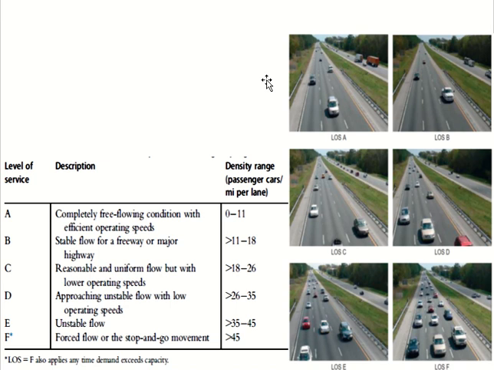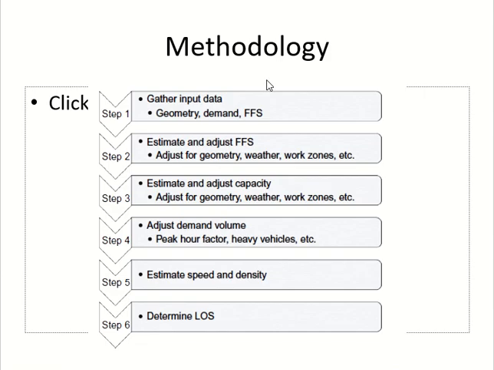Then E is capacity, because the flow is now approaching capacity and the flow is unstable, because then people need to make allowance for other drivers to change their lanes or do something like this. So that makes the flow unstable. And then for F, we know that level of service F is breakdown.